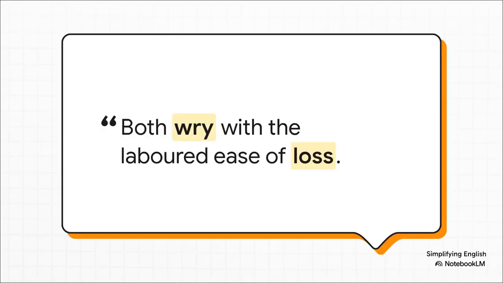But that happiness is complicated. The stanza ends with a major emotional climax. "The sea holiday was her past, mine is her laughter. Both wry with the labored ease of loss." Just let that sink in. The mother experienced the loss of her youth in that carefree sea holiday. The poet, looking back from the present day, has now lost her mother's laughter. They share this profound sense of loss, forcing themselves to accept the passage of time with a labored ease.